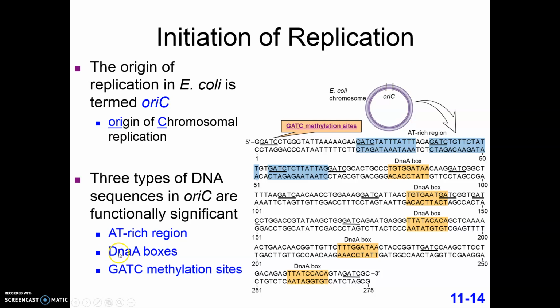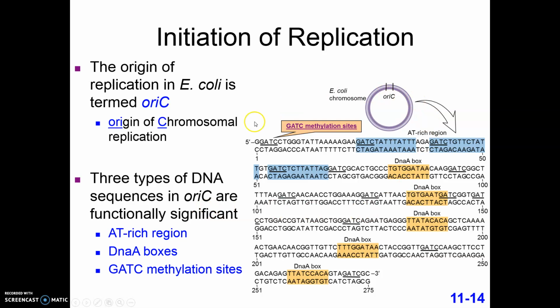We have several DNA boxes, DNA A boxes. DNA A is a protein that binds DNA, and it is responsible for initiating replication. So here we have one binding site, and here we have a second binding site, third binding site, 4, 5. You'll notice that these all have similar sequences, but they are not identical. Thirdly, we have GATC methylation sites, and these are these underlined regions, and you can see several of them throughout.